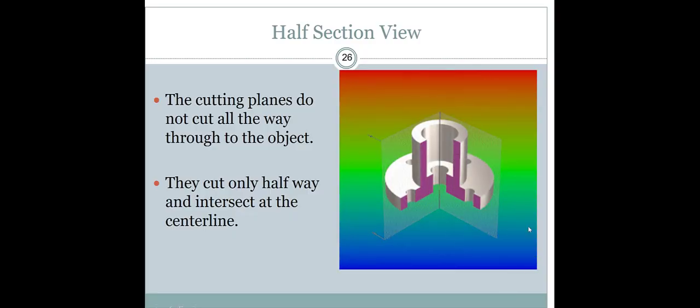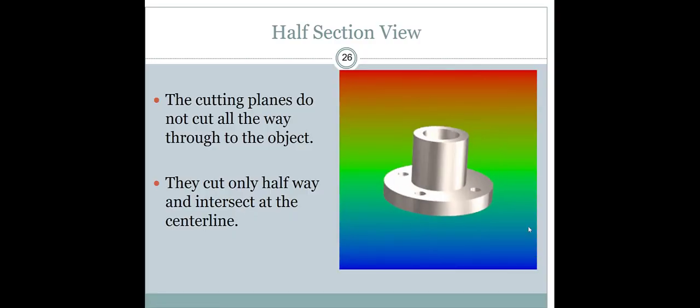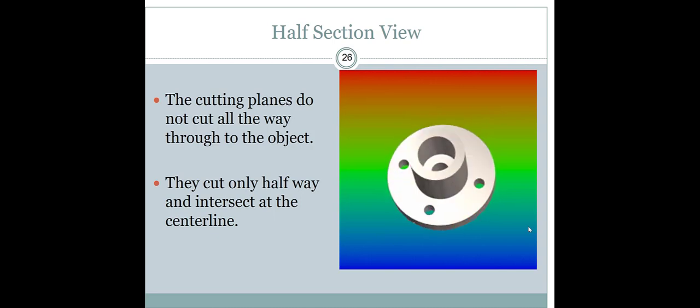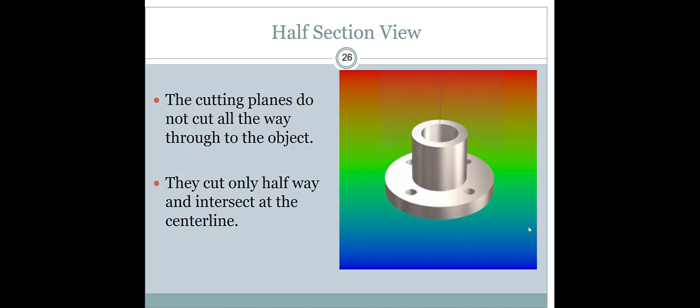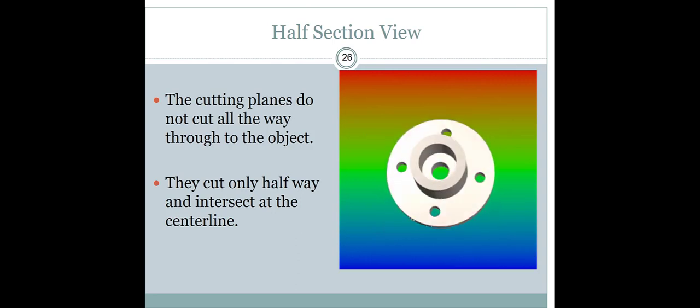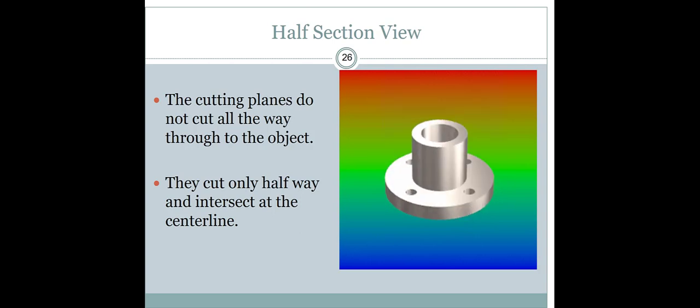In a half section view, the cutting planes do not cut all the way through the object. They cut only halfway and intersect at the center line. So the half section views actually apply to an object with a symmetrical feature.